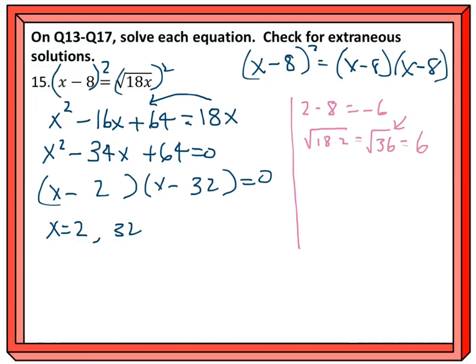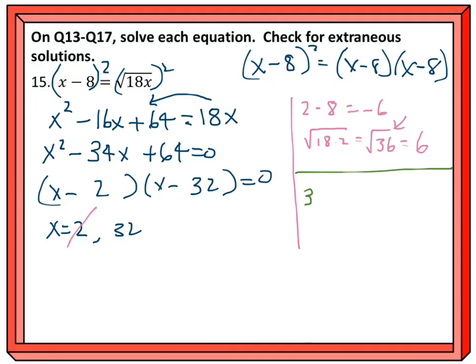That symbol right there, the little square root symbol, refers to the principal square root, which is the positive one. So this does not work. I get a negative on one side and a positive on one side. So I take the 2 and I throw it out. Okay, so now let's try the 32 business here.